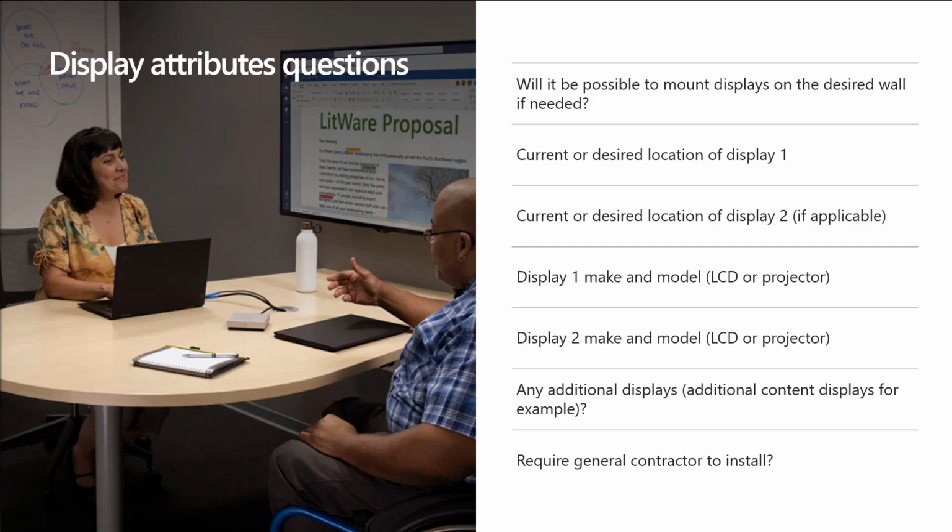There's some questions to ask when reviewing displays. Do you need to mount the displays on the wall? Are all the walls glass? In that case, we can't mount on the wall and we'll have to get creative either with a projector or purchasing a stand to hold the display. If the room already has existing displays, make note of the make and model and make sure the connectors on the existing displays will work optimally with Teams.